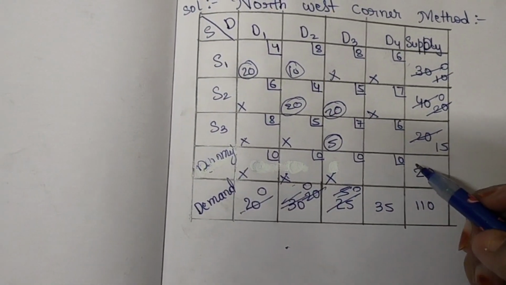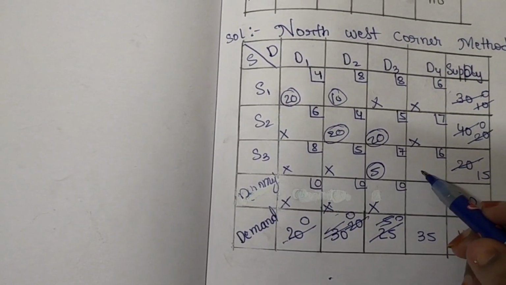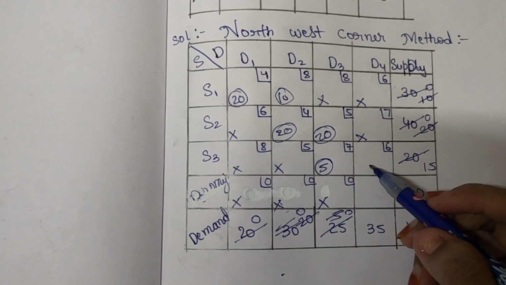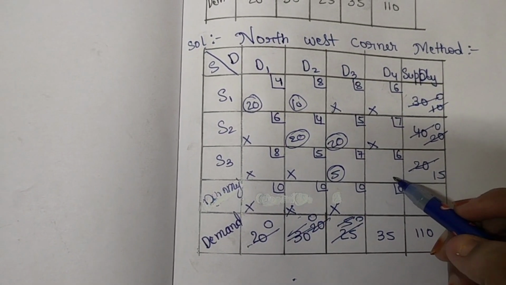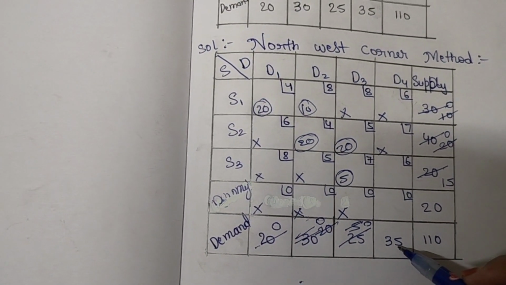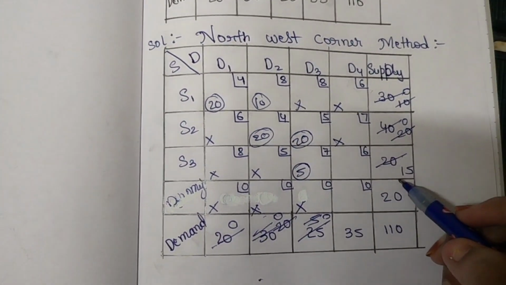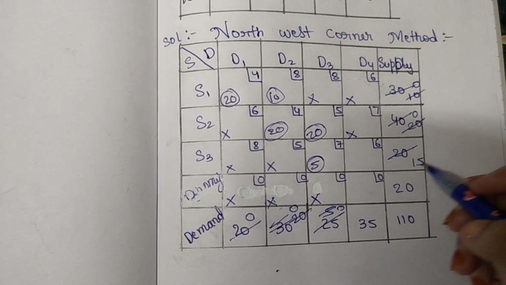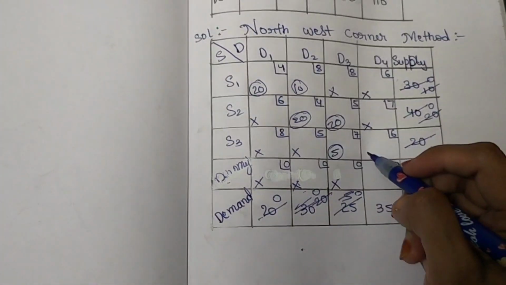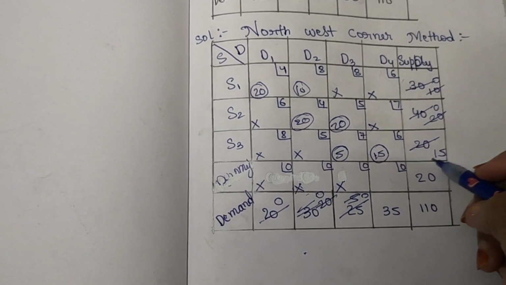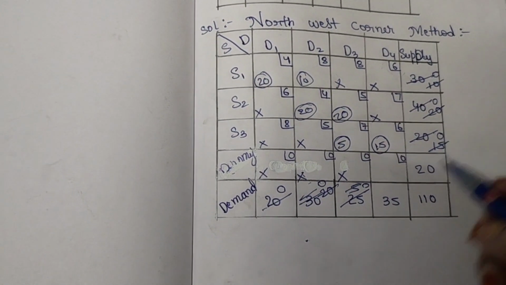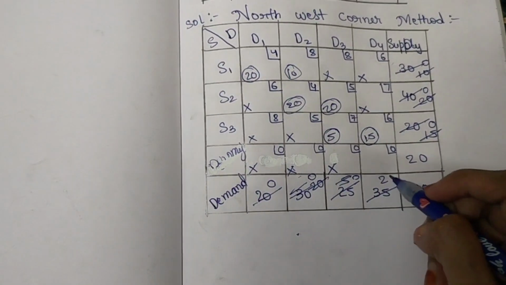Next northwest corner cell is this, that is S3 D4. We will allocate for this cell. We have 35 demand and 15 supply, which is minimum, 15 is minimum. So we will allocate 15 for this. 15 is allocated and this 15 becomes 0. This 35 becomes 20.